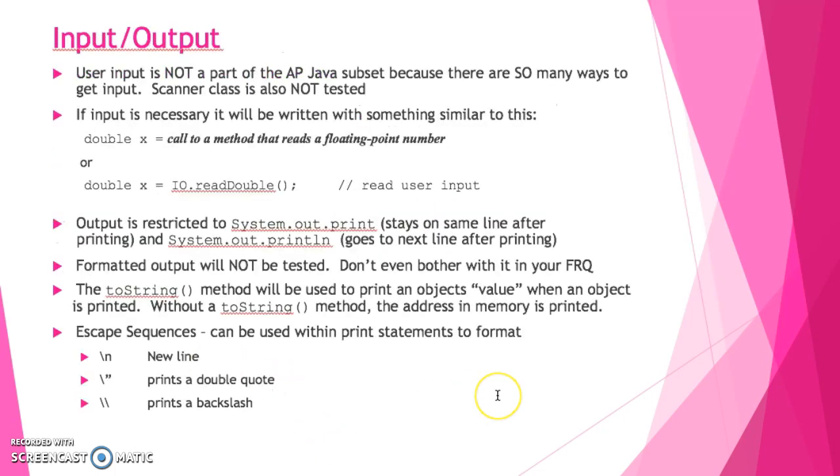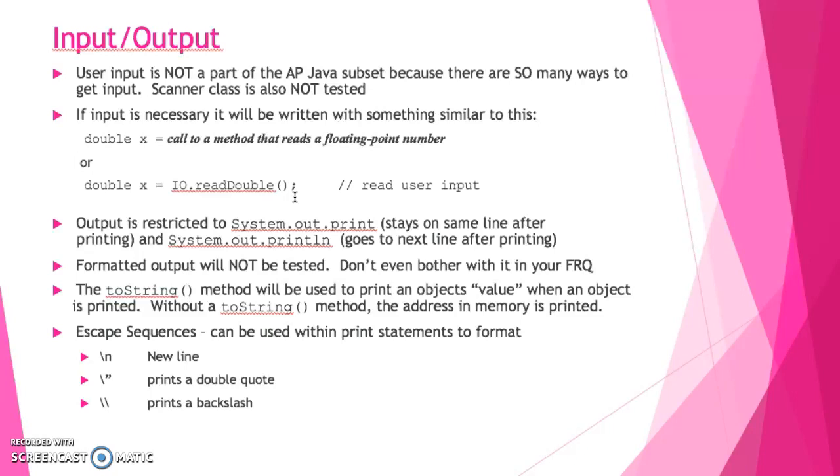Okay, in terms of input-output, input is not really something that's tested on the Java AP subset because there are so many ways that we can use input. We don't use the Scanner class. We're not going to use buffered readers or read text files or anything like that. Instead, what you'll see is something like this where we have just this general method, they'll say readDouble or getInt or something like that. And they'll say that this is something that's done just to get a value.